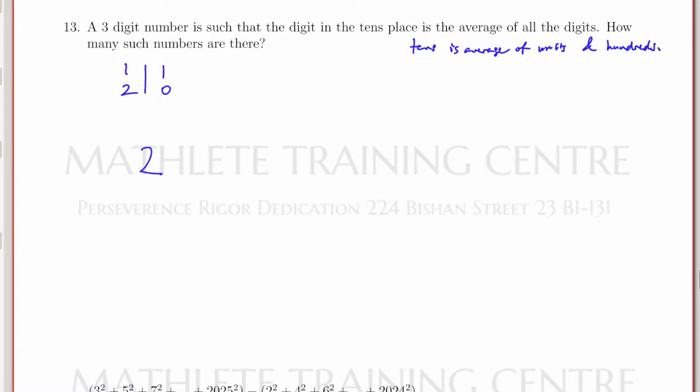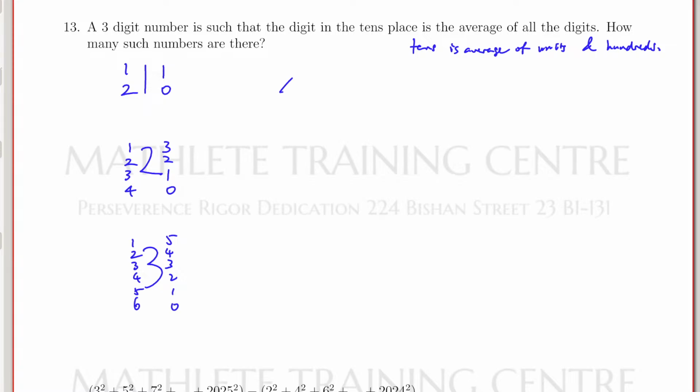If the tens digit is a 2, then it's going to be 1, 2, 3, 2, 2, 2, 3, 2, 1, 4, 2, 0. So there are now 4 possibilities. If the middle digit is a 3, same way: 1, 3, 5, 2, 3, 4, 3, 3, 3, 4, 3, 2, 5, 3, 1, and then 6, 3, 0.